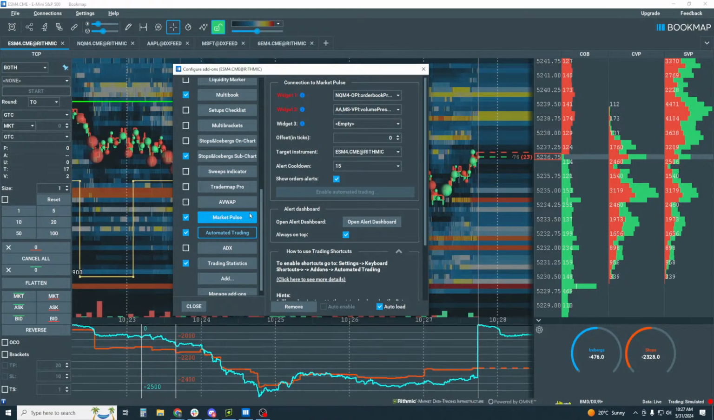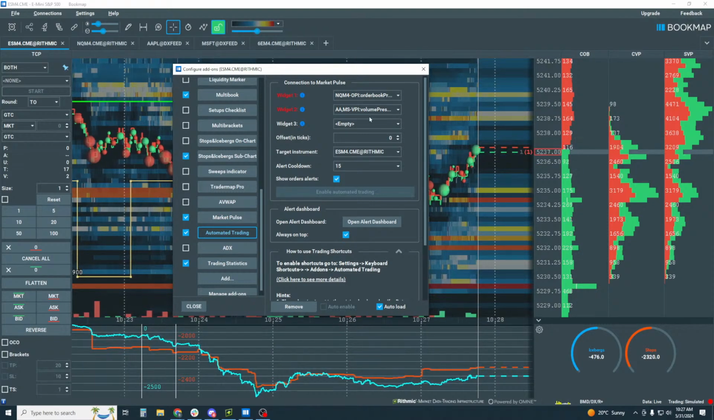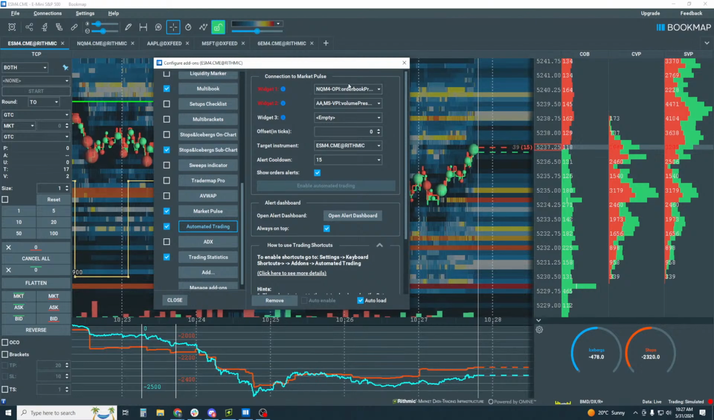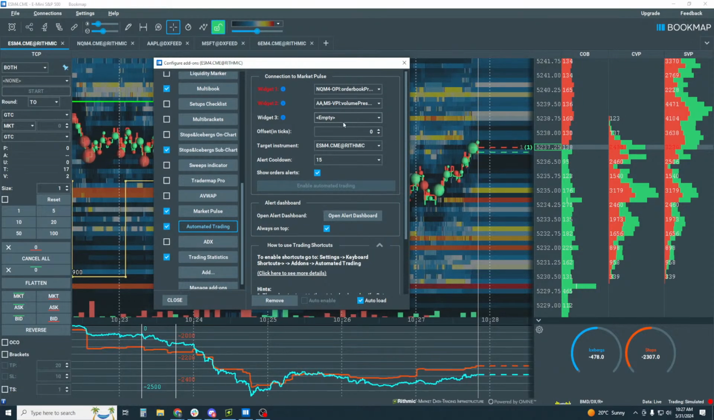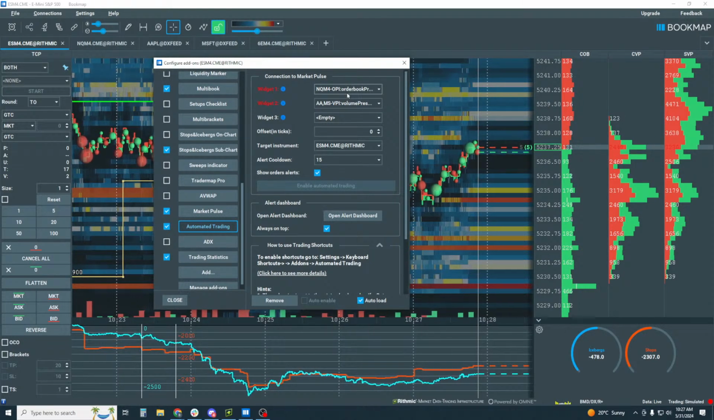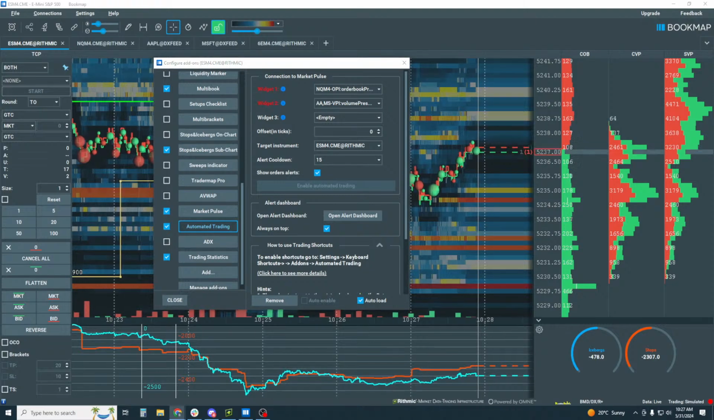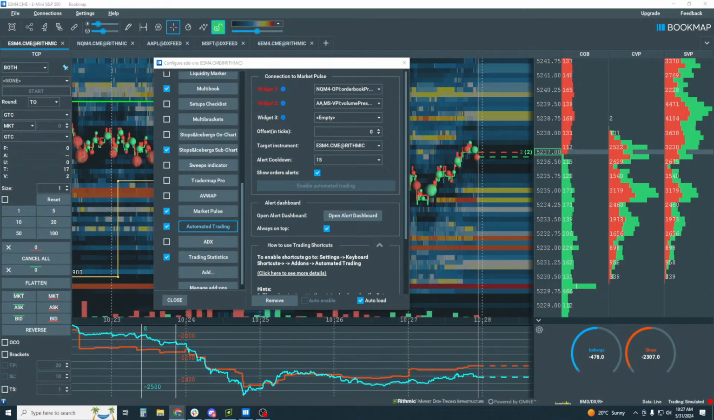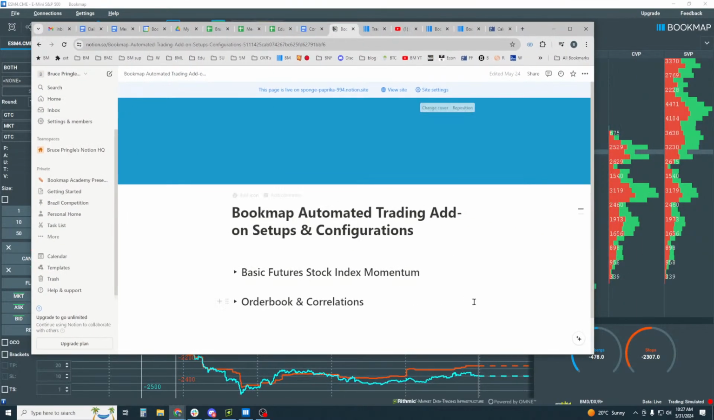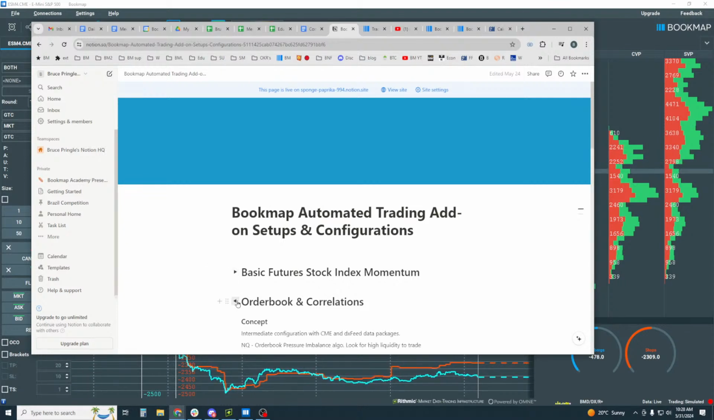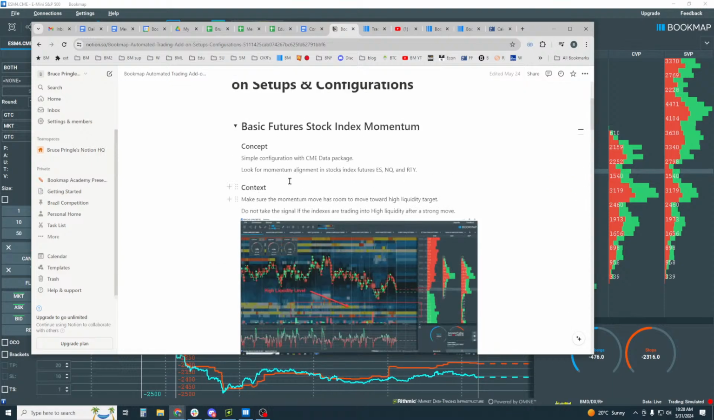It's a really interesting tool here, and the number of configurations is basically exponential. It's dizzying. We put together a Notion file here to go over some of the setups in here. One is a simple stock index momentum trade. And the other one, I've got order book and correlations in here. I'm going to open them up and we'll go through them.